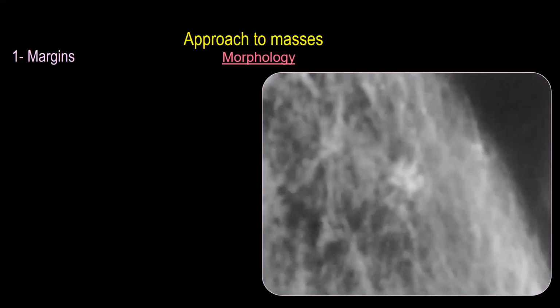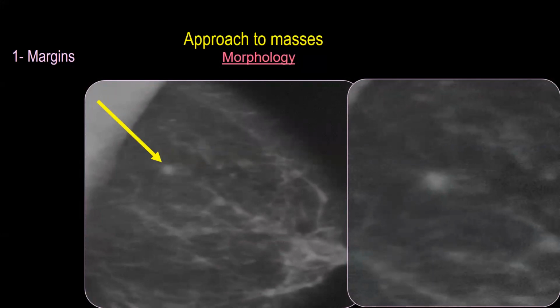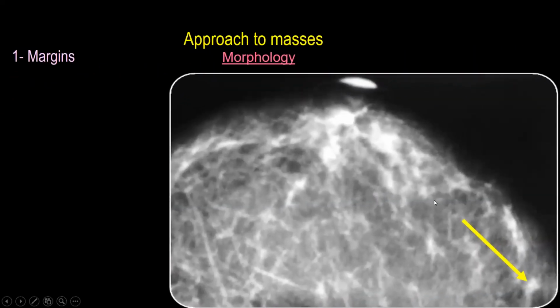Margin only for this one. Spiculated. This is spiculated. Margin. Indistinct. If you look carefully, you will see subtle spiculations. Can you see these spicules? Can you see this spicule? Here in the zoom view, do you see it? These are spicules. It is spiculated.